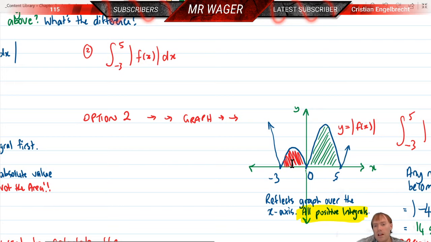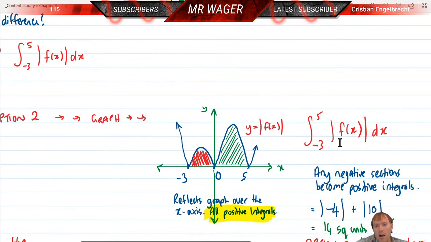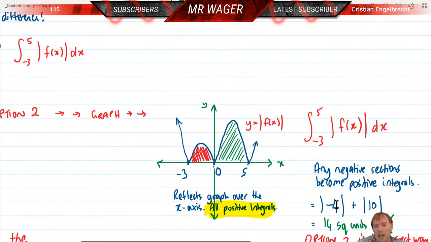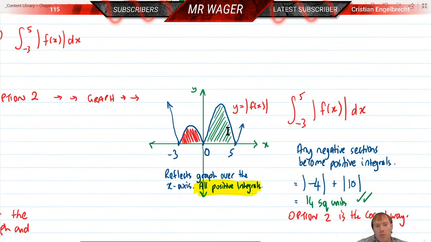all the regions are above the x-axis. So we can just go straight from -3 to 5 of our absolute value function, and all the negative regions get converted to positive in this section and added together. And so it's essentially saying the absolute value of -4 plus the absolute value of 10 equals 14 for that particular thing. So it just does it simply and nicer. And option 2 is definitely the correct way.